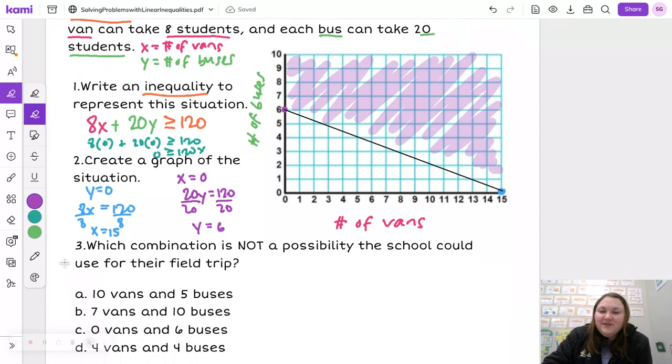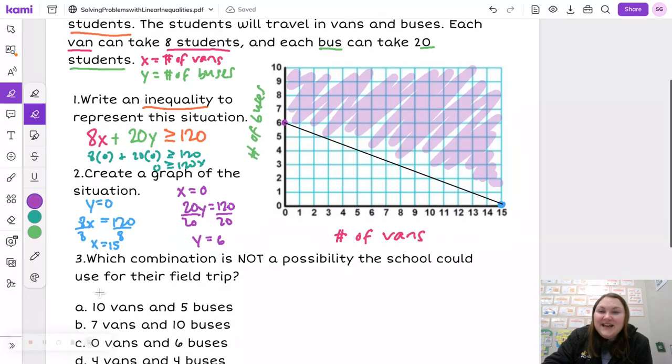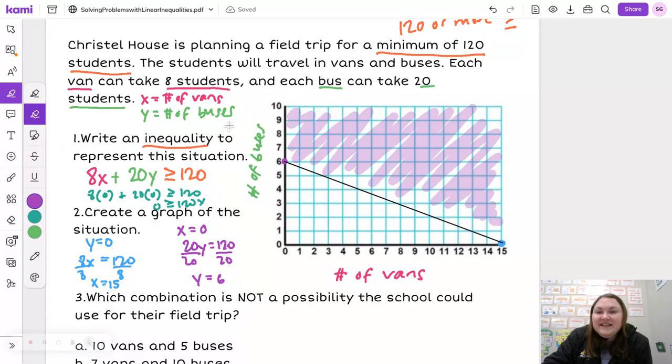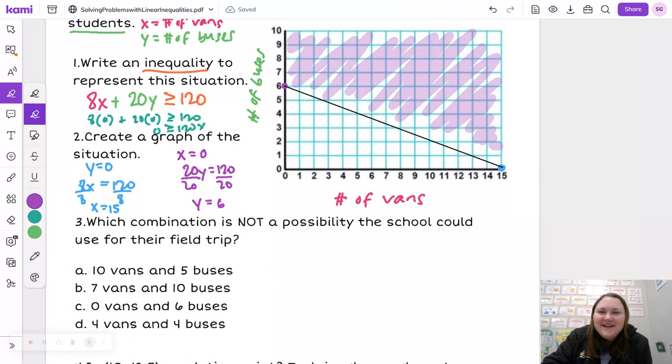So number 3 asks, which combination is not a possibility the school could use for their field trip? And then we've got a bunch of different combinations here. One way you could figure this out is by substituting and doing math, right? So figuring out 10 vans. Each van can take 8 students, so 10 vans can take 80 students, and doing all this math. But now that you have this graph, there's a much faster way. Go ahead, pause this video and try answering number 3. See if you can figure out which combination is not a possibility using this beautiful graph we've made.